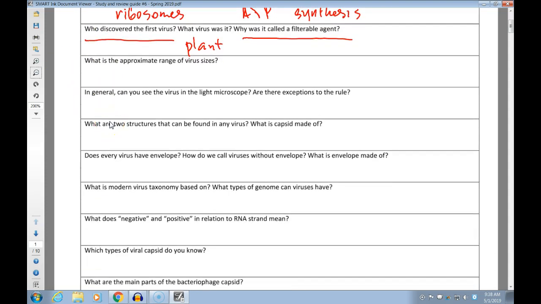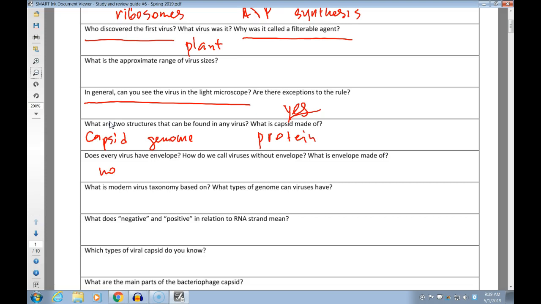Can you see the virus in light? In general, no, but there are exceptions. I'm not asking which ones, but there are. Okay? So if I ask you, you cannot see any virus. No, not that simple. Two structures found in any virus: capsid and genome. Capsid is made of protein.